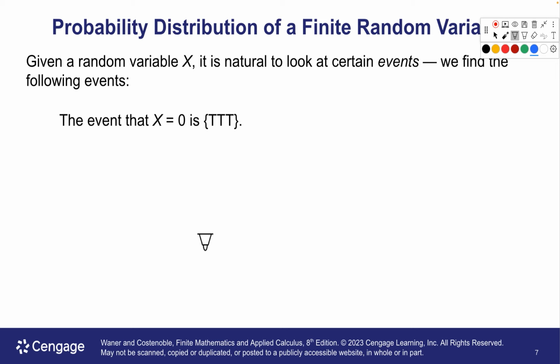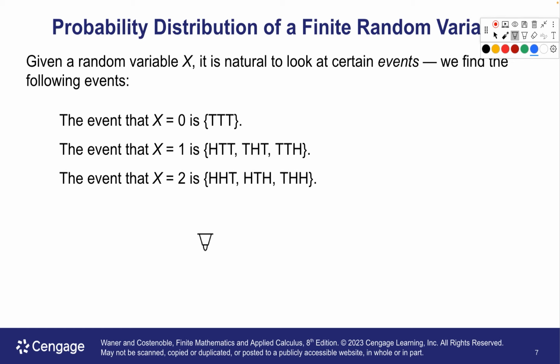So when X is 0, that happened only when we got 3 tails. When X is 1, there are 3 different ways that could happen. Event 2 is X equals 2. There's 3 different ways. So notice we're looking at the random variable first. It's a different way of doing it, but we're still counting in a similar way.